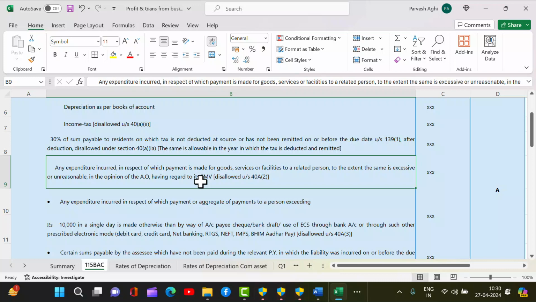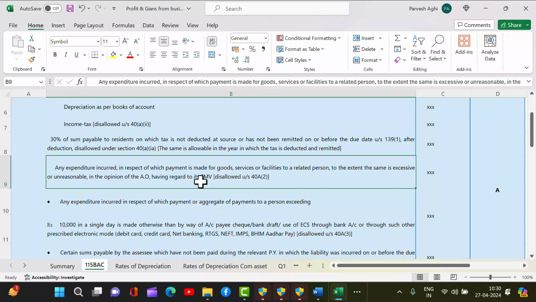For example, suppose I have purchased some goods from my brother, which are valued at 1 lakh rupees, but I have paid him 2 lakh rupees or 2 lakh 50,000 rupees. So that means the 1 lakh 50,000 extra that I have paid will be added to my income for calculating the tax purposes. Okay. Can you read this again?